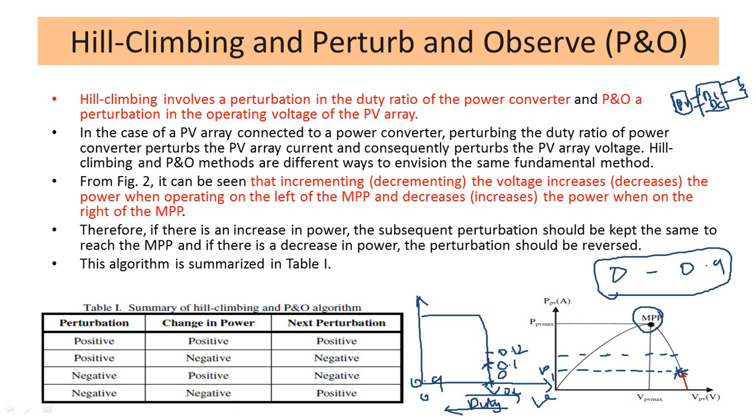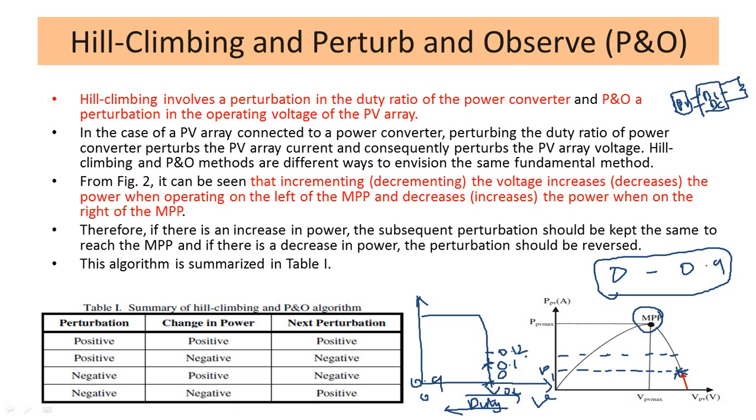For 0.1 I will have one power. For 0.12 also I have some power. Now, the difference between the power for 0.1 and 0.12: what is the power difference? The difference may be negligible, but what is the sign here? Power is incrementing.